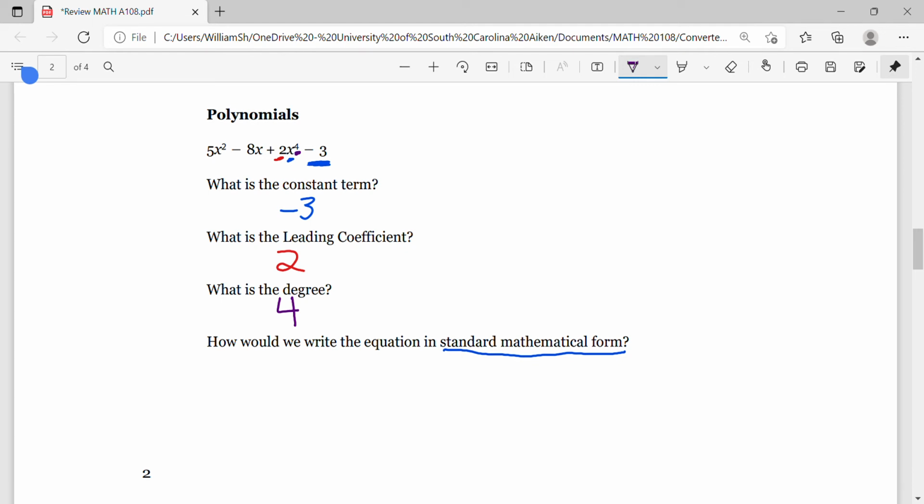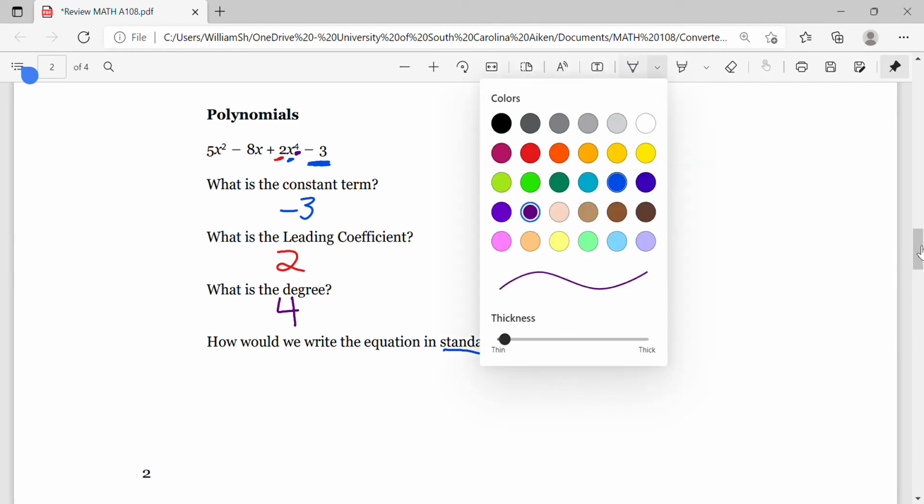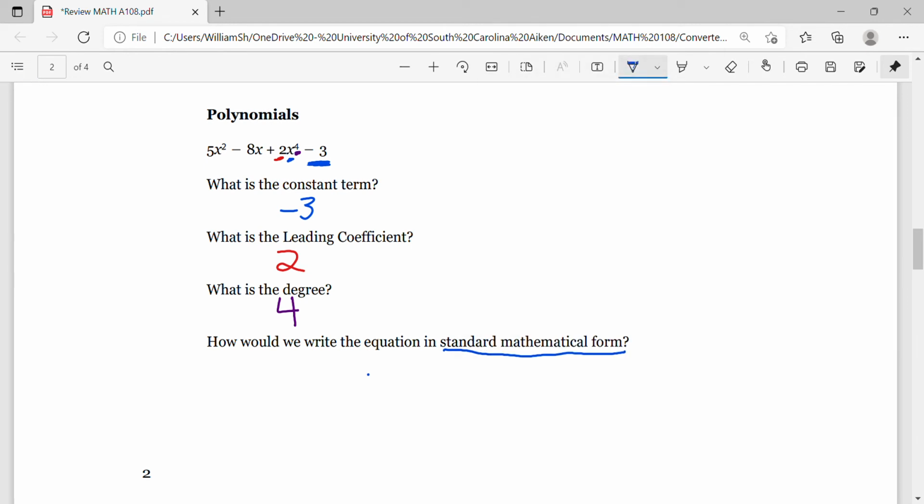Now, this last question follows up and asks, how would you write the equation in standard mathematical form? Well, we put the highest degree first, the second highest degree second, and work our way down. So it would go like this: 2x to the 4th plus 5x squared minus 8x minus 3.